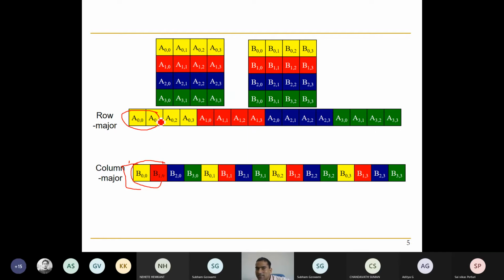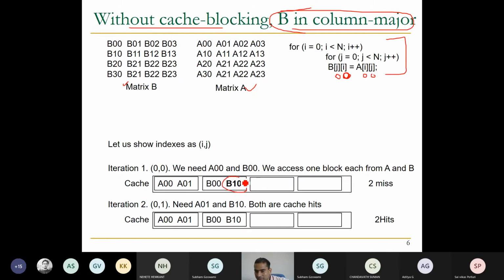Okay, this is B10, it is not B01. For A, it was 01. For B, it is 10. I've written here: we access one block each from A and B. Accessing this block led to a miss, and accessing this block led to a miss. So we had 2 misses. Is it clear till now? If you have any question, please ask, because after this it will get harder. If you understand till this point, the rest of the presentation is very easy.